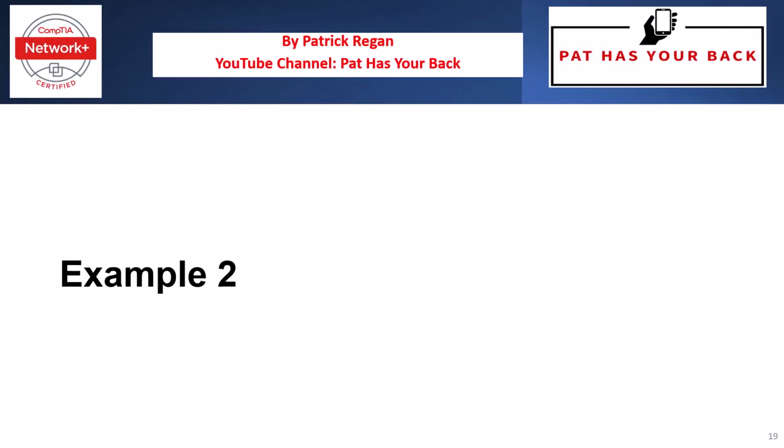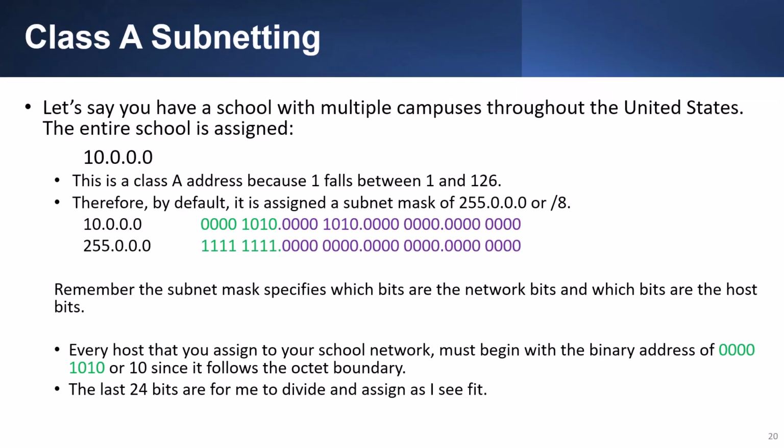Let's look at another example. Let's say you have a school with multiple campuses throughout the United States. The entire school is assigned 10.0.0.0. This is a Class A address because 10 falls between 1 and 126. Therefore, by default, it is assigned a subnet mask of 255.0.0.0 or CIDR notation /8. The binary equivalents are shown on the screen.